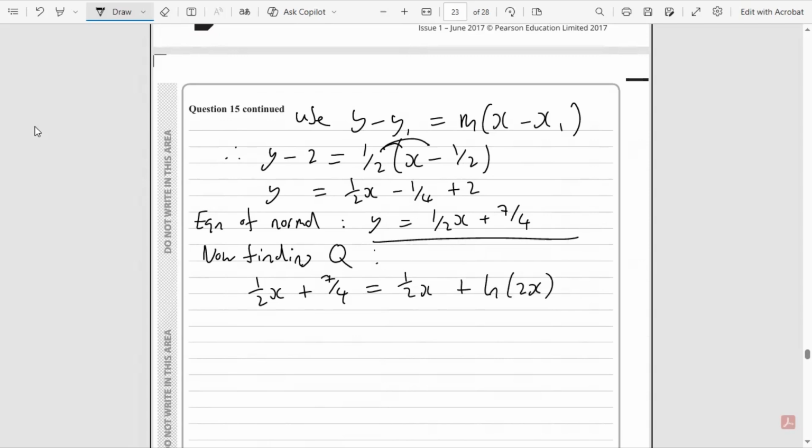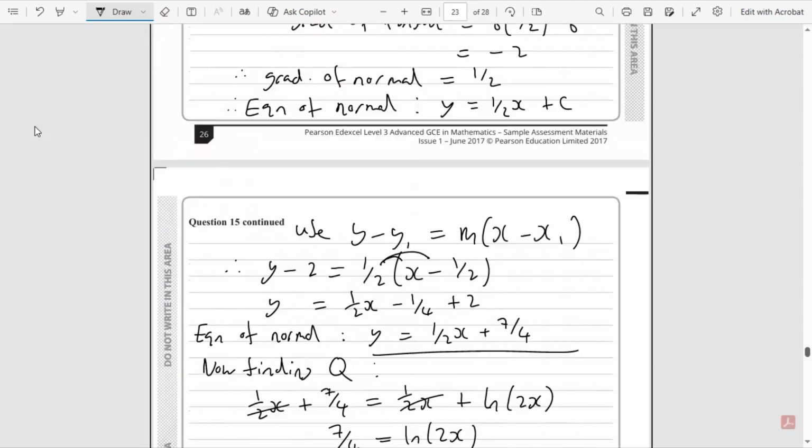Now you'll clearly see that if you take away a half x from both sides, the half x will just disappear. So you have 7 over 4 is equal to ln 2x. Now we're trying to find x, of course, that's the x coordinate of Q. So what we have to do is get rid of the ln. We have to inverse the ln. And what is the inverse of ln? It's e. So raise both sides to a base of e. Therefore, e to the power 7 over 4 is equal to 2x. And now we can divide by 2. So x is equal to 1/2 of e to the power 7 over 4.